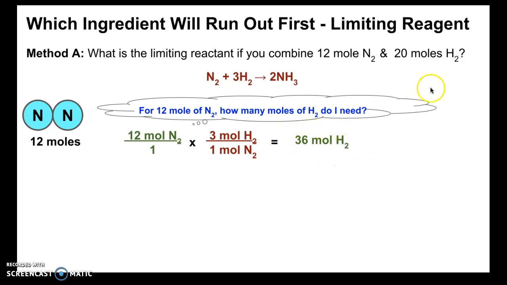All right, we know that we need 36 moles of H2. Let's go back and figure out how much we have. We have only 20, and the problem tells you what you have. That's super important to note. The problem tells you what you have. So you only have 20 moles, so that means that you have less than what you need, so H2 is limiting.